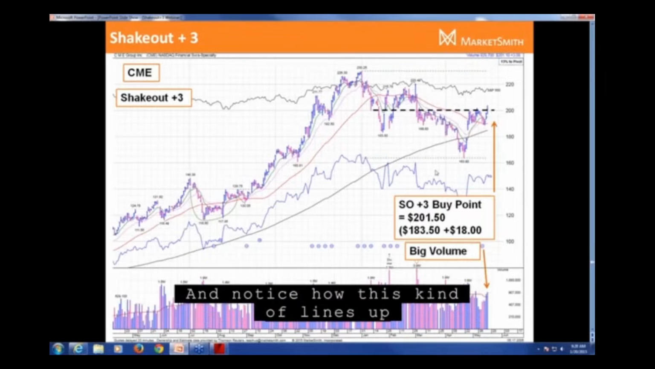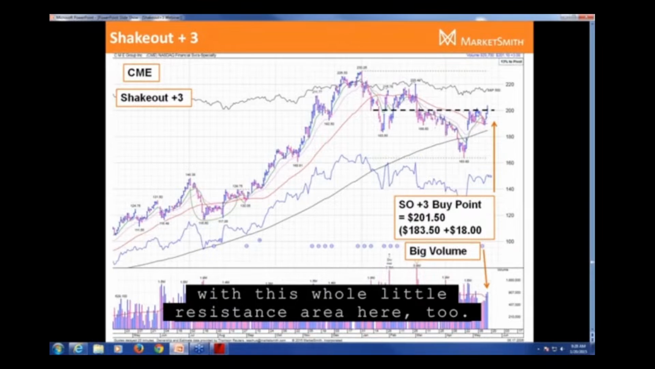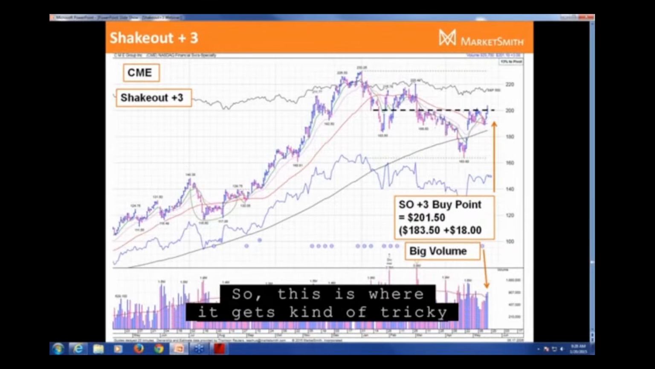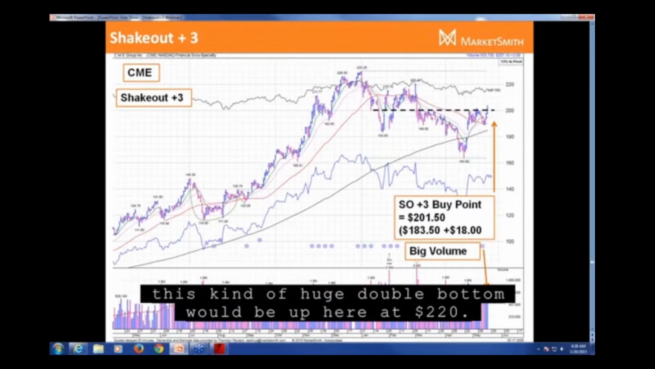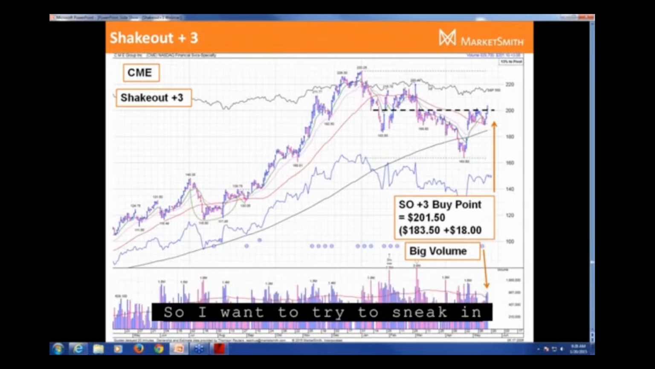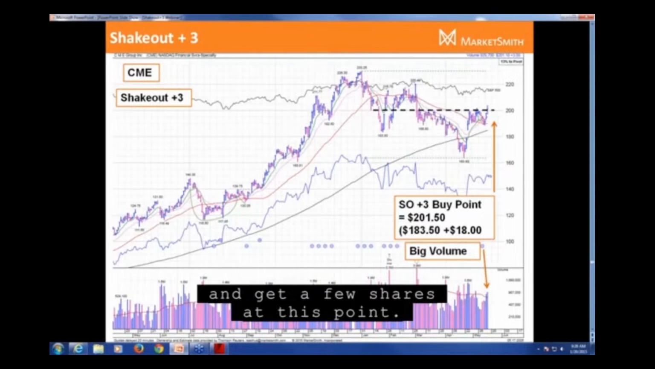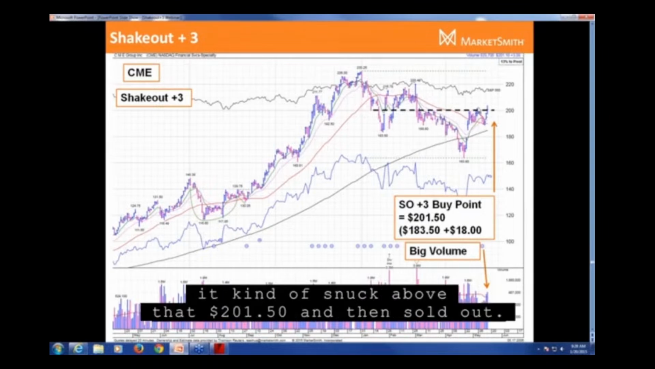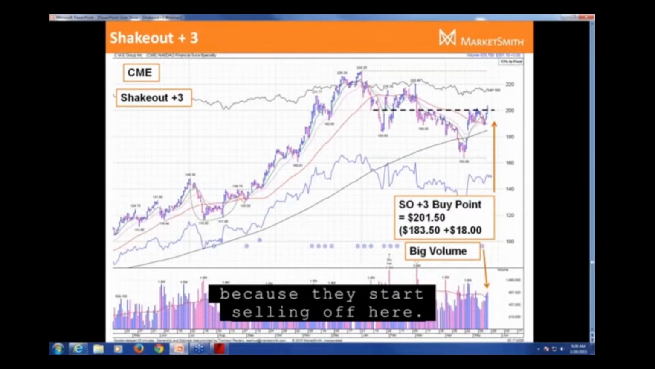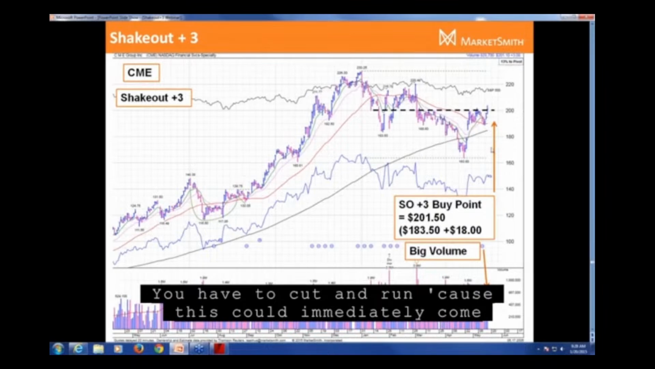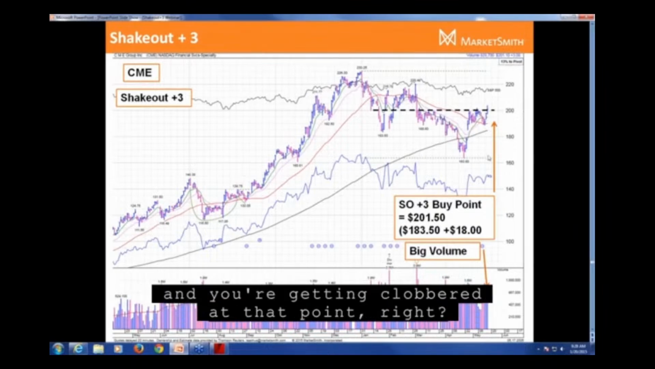Notice how this lines up with this whole little resistance area here too. This is where it gets tricky for this whole Shakeout plus 3, because remember, you are buying within a base. The standard buy point of this huge double bottom would be up here at 220. So you want to try to sneak in and get a few shares at this point. You're setting yourself up to get potentially whipped around a little bit. And right here, it snuck above that 201.50 and then sold off. So this is why we're saying this is more aggressive, and it really requires experience, because if it starts selling off here, you have to cut and run, right? Because this could immediately come all the way back down to the 160s, and you're getting clobbered at that point.